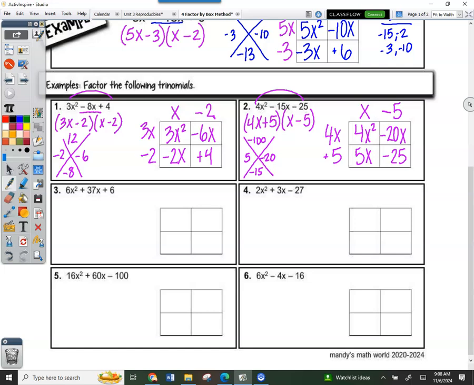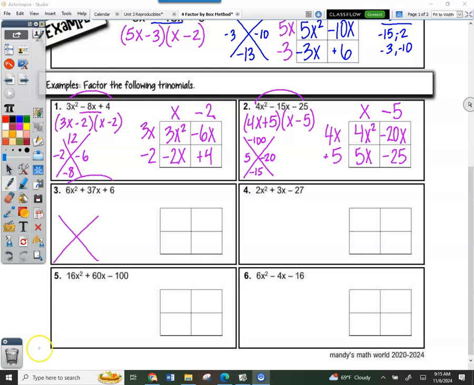I'll be honest, it's very easy the more you do it. First couple of times it's challenging, it's a headache, but the good thing is nothing changes. This is how you factor a trinomial, a quadratic. Remember, these are quadratics. You're taking a quadratic, degree 2, and you're breaking it down into 2 binomials of degree 1. All right, everybody try number 3.